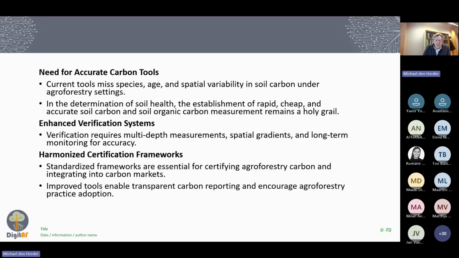For example, for carbon certification, which is being planned, it would be very important that a standardized tool is developed. That can help if we want to establish this kind of carbon market. And that would also help farmers to adopt the practice of agroforestry.